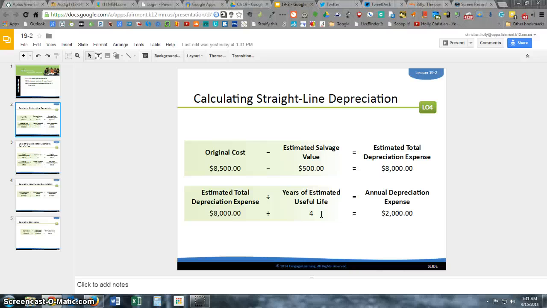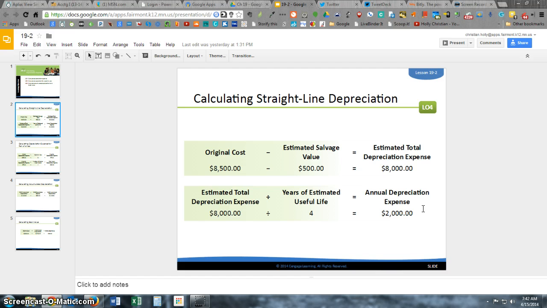So to figure depreciation, you take the original cost minus salvage value, you get estimated total depreciation expense. That number, and in this case the $8,000, that is how much we get to write off or expense out over the useful life. So the second step, we take that total depreciation expense, divide it by the useful life, and we get an annual depreciation. So the most each year that we could write off is $2,000 in this situation.